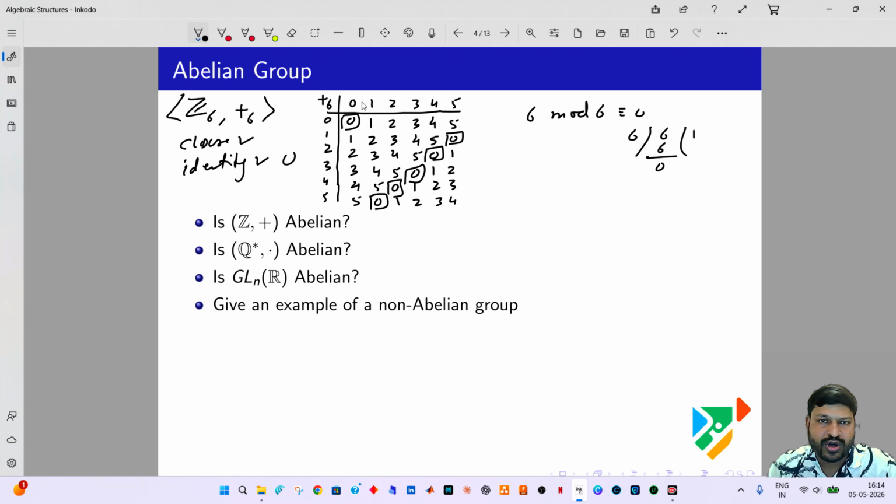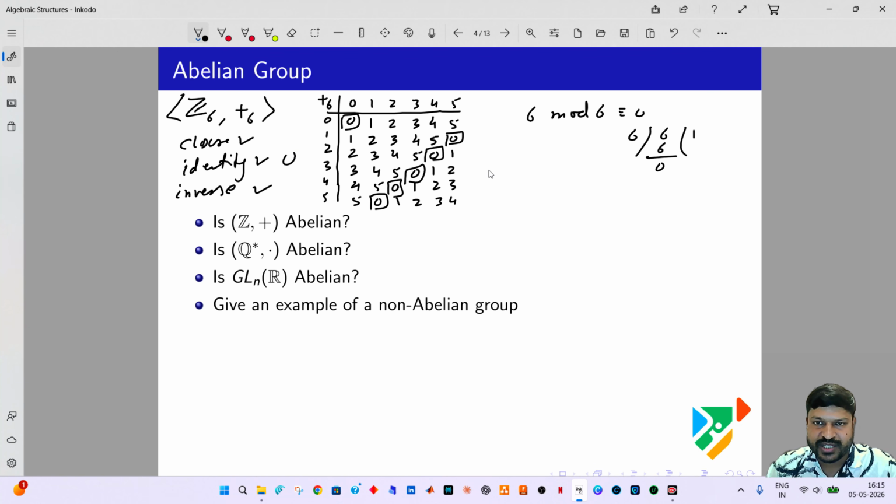So inverse of 0 is 0. In all the cases, the inverse of the identity element is the identity element itself. Apart from that, inverse of 1 is 5, inverse of 2 is 4, inverse of 3 is 3, inverse of 4 is 2, inverse of 5 is 1. So inverse is also satisfied.